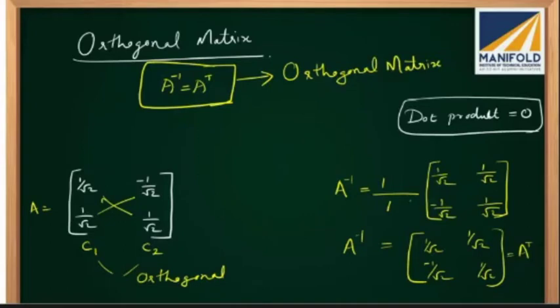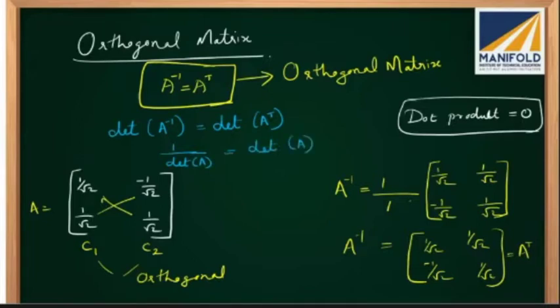One more thing we can prove from this, because we have learned about determinants. So I will take determinant on both sides. I can write determinant of A inverse equal to determinant of A transpose, right? What is determinant of A inverse? That is nothing but 1 by determinant of A. We have learned it in the last class. And what is determinant of A transpose? That is nothing but determinant of A itself. That is also what we have learned in the last class.